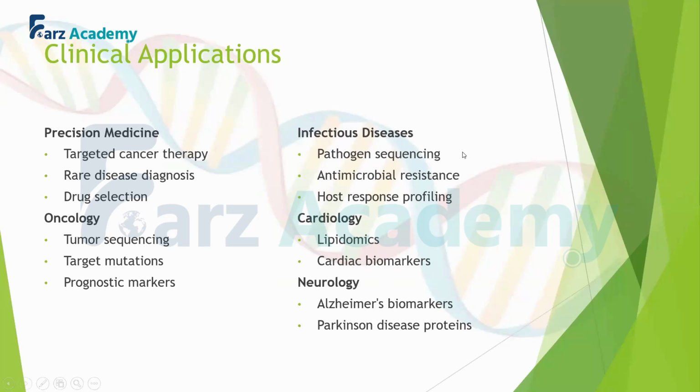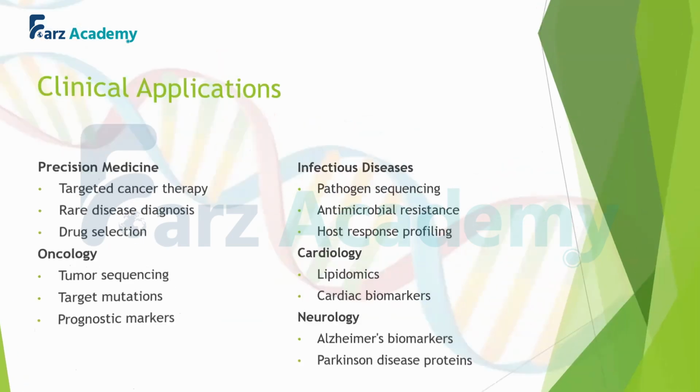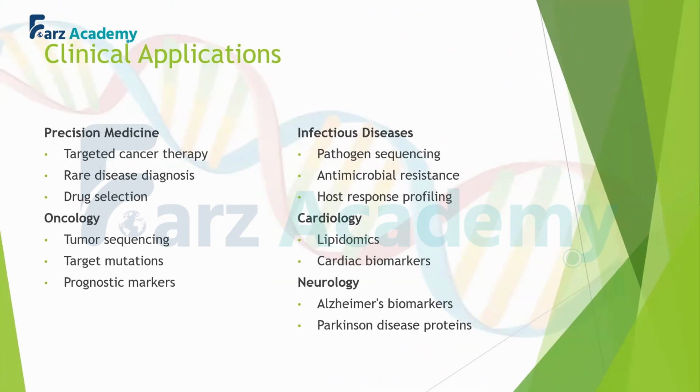So moving on to the clinical applications. Why do we need to study all of this? It comes to importance in cases of precision medicine, oncology, infectious diseases, cardiology, and neurology. When it comes to precision medicine, it is very important for cancer therapy where you want to target a particular set of genes or particular set of expressions, for rare disease diagnosis, and also for specific and newer drugs which are targeted at certain specific molecules.